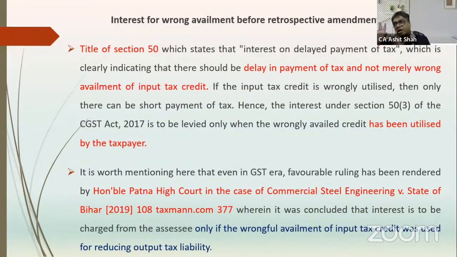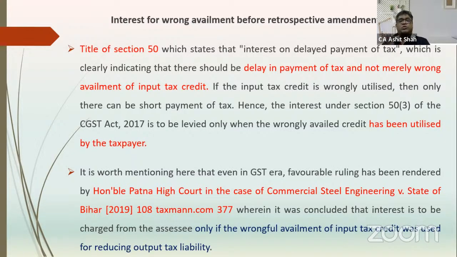That means the taxpayer has not utilized the amount which is lying in the electronic credit ledger. Then on non-utilization, if there is a balance in the electronic credit ledger, would the interest be chargeable or not? The court has said that the interest would be applicable only on the payment of tax and not merely on wrong availment of input tax credit. Right? Interest under section 50 subsection 3 of the CGST is to be levied only when the wrongly availed credit has been utilized by the taxpayer.